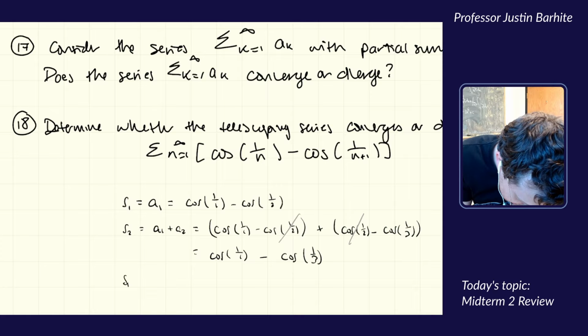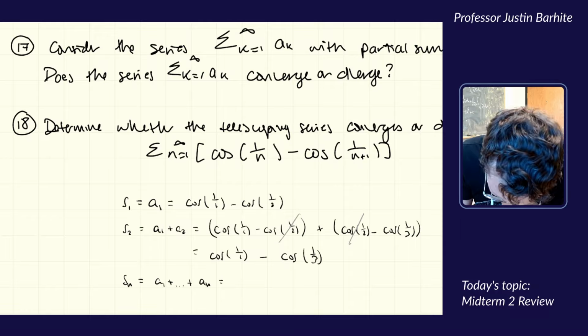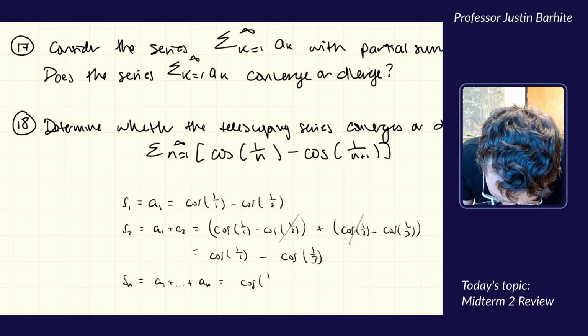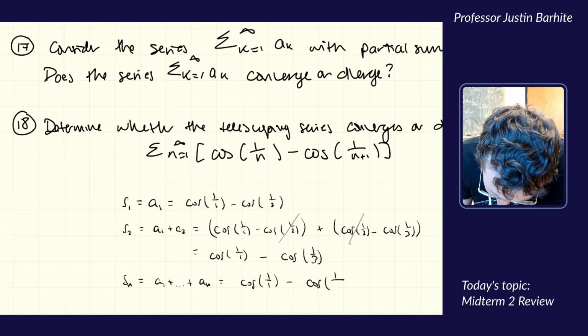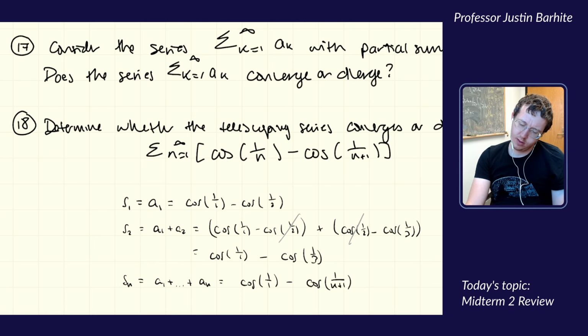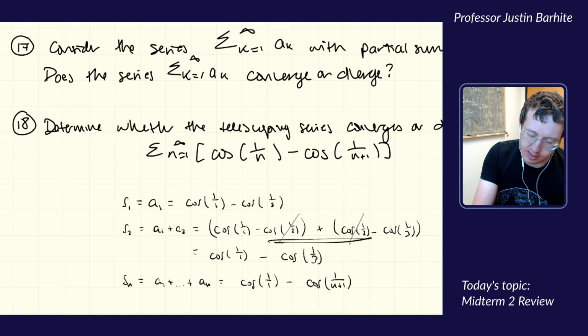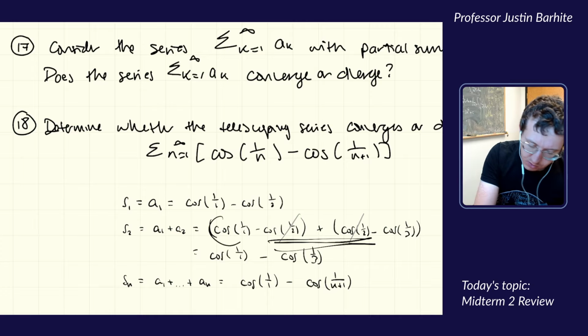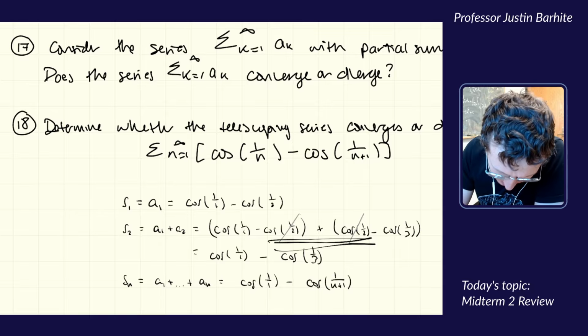The pattern continues, so the nth partial sum, the sum of the first n terms, is going to end up being cosine of 1 over 1 minus the cosine of 1 over n plus 1. These n terms have 2n cosines being added and subtracted, but everything in the middle cancels out just like this did. All that's left is the cosine of 1 over 1 at the beginning and the minus cosine of 1 over n plus 1 at the end.